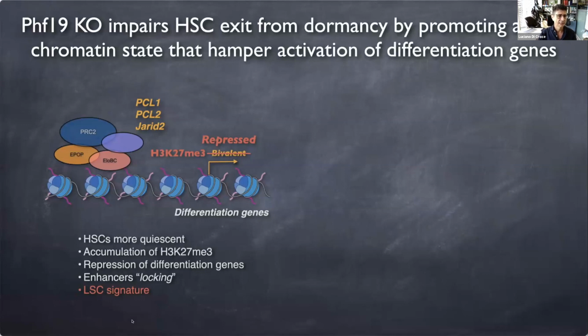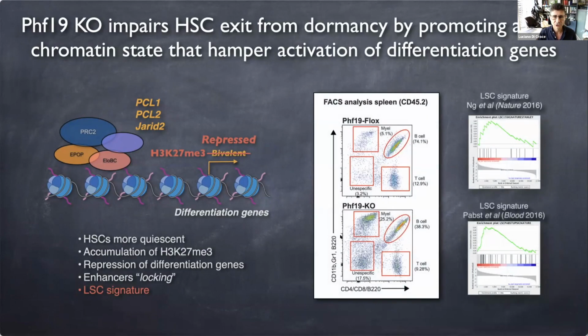As I mentioned before, there is also a leukemic signature. When we look either in the spleen or in the bone marrow of control animals, you can see the myeloid cell population, the B cell population here, and the T cell population here. When we do the same analysis in PhfI9 knockout animals, here I'm showing you only the spleen, but the same is true for the bone marrow, you see the appearance of this population here, which is not present here. So this is a new population, which is none of the classical ones.